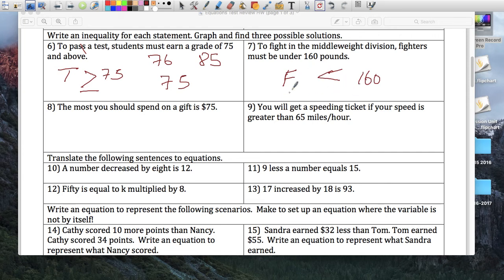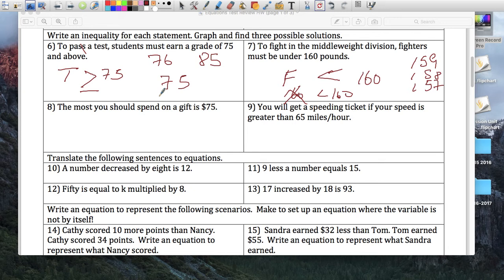Possible solutions? Well, if you're 160, would you be in the middleweight category here? Let's see if I put 160 over here. Would that be less than 160? No, so 160 is not a possible solution. So 159 would work. Anything under. 158, 157. You don't want to be 130 and fight in the middleweight division. You'd be too skinny actually.